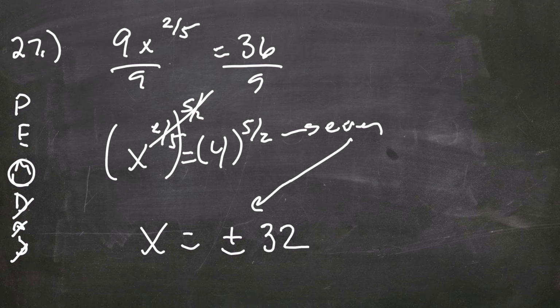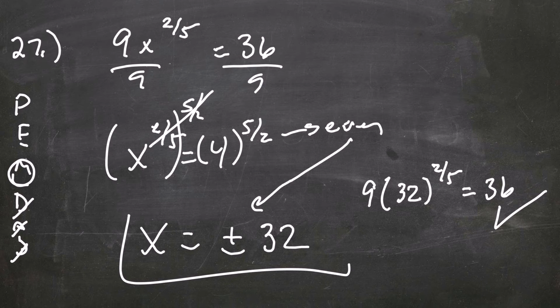Now I just got to check my work. So I said 9 times 32 to the 2/5 equals 36. 32 to the 2/5 is 4. 4 times 9 is 36, so it's good. And a good answer. Okay? Now we're moving on.